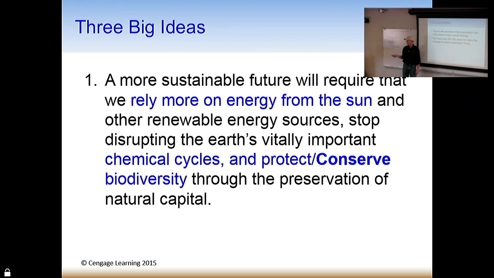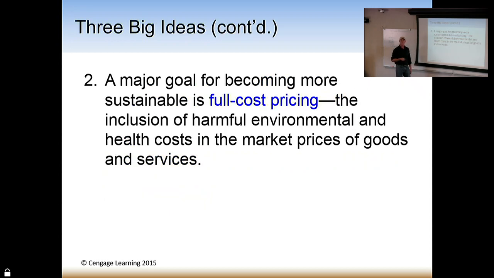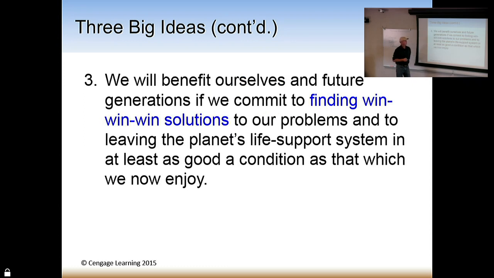So, let's see where we are. Okay, three big ideas then, just to finish up. We're going to rely more on energy from the sun. We're going to conserve biodiversity, and we're going to mimic the natural chemical and nutrient cycles. Okay? We're going to do full cost pricing. We're going to think about those other costs, and we're going to be more careful in how we use things because of that. Okay? And we're going to find win-win solutions.